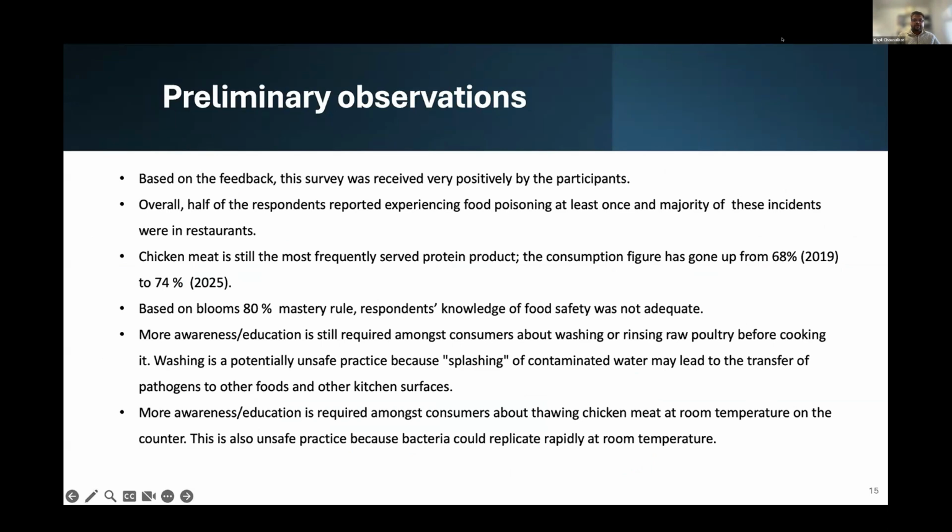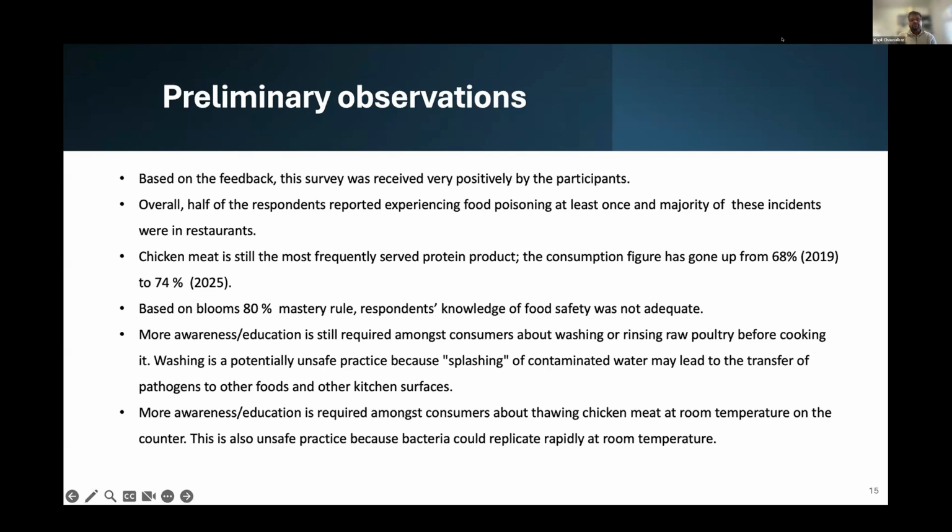The first one was, as I indicated before, that the survey was received very positively by the participants. And half of the respondents, as you just heard, reported experiencing food poisoning at least once. And the majority of these incidents were in restaurants, which is not entirely surprising from what I learned in the literature. Consistent reports have been found overseas as well. Overall, chicken meat is still the most frequently consumed protein product, and the consumption figure has gone up from 68% in 2019 to 74% in 2025.